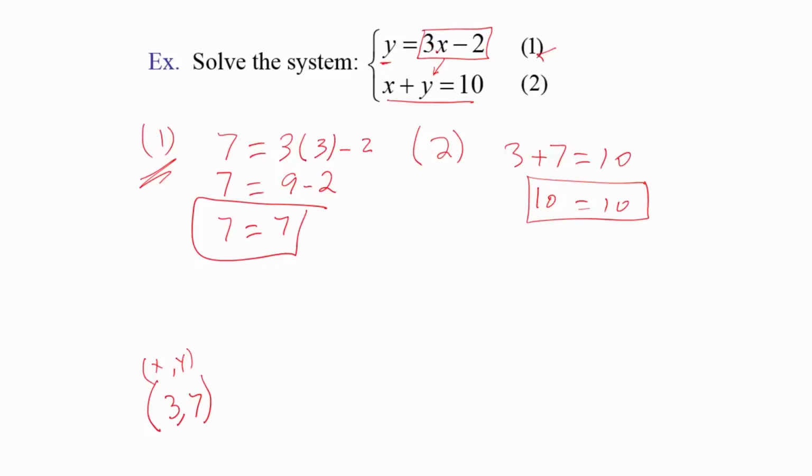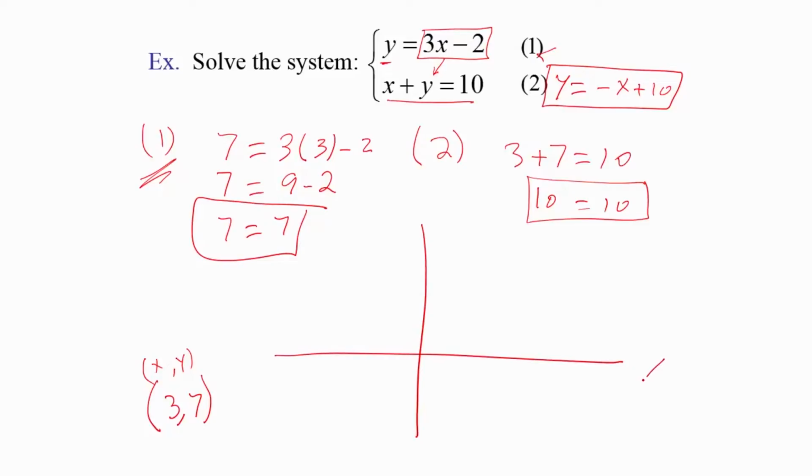Now, if I was going to graph this, I can do this. y equal 3x minus 2. 3 is the slope of the line and minus 2 is the intercept. The second equation, I can write it in the form of slope-intercept. That means that is y equal minus x plus 10. So that's the second equation. The slope is minus 1 and the y-intercept is at 10.